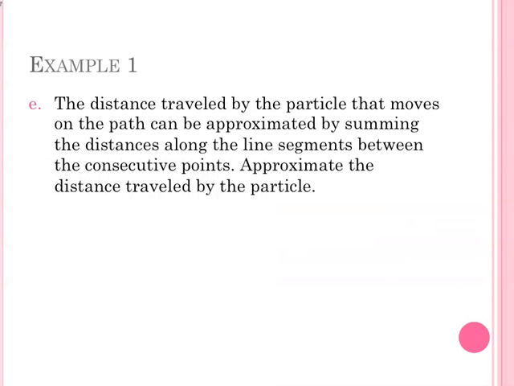So let's go ahead and approximate the distance that's traveled by the particle that moves on the path by adding up all those line segments. Okay, so that's square root of 5 plus square root of 13 plus square root of 29. And just so that we can actually add them together, we are approximating, right? That word approximating means you can round, you can use decimals. So this should come out to be about 11.23 feet.